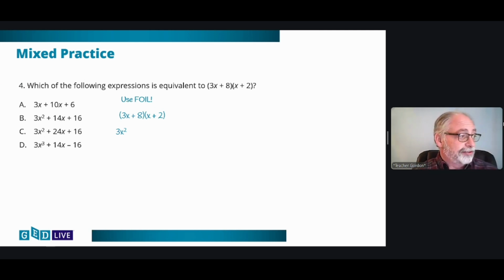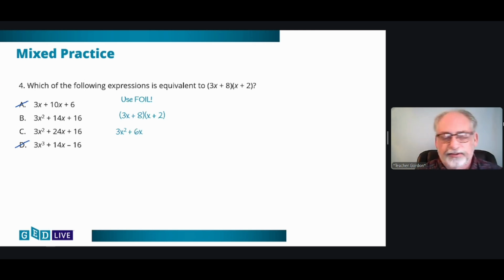Okay, now by the way, let's be strategic. That just got rid of two answers already. We know our first term is going to be 3x squared. Okay, and now let's do the outer. 3x times 2. Very nice, that's right. 6x.